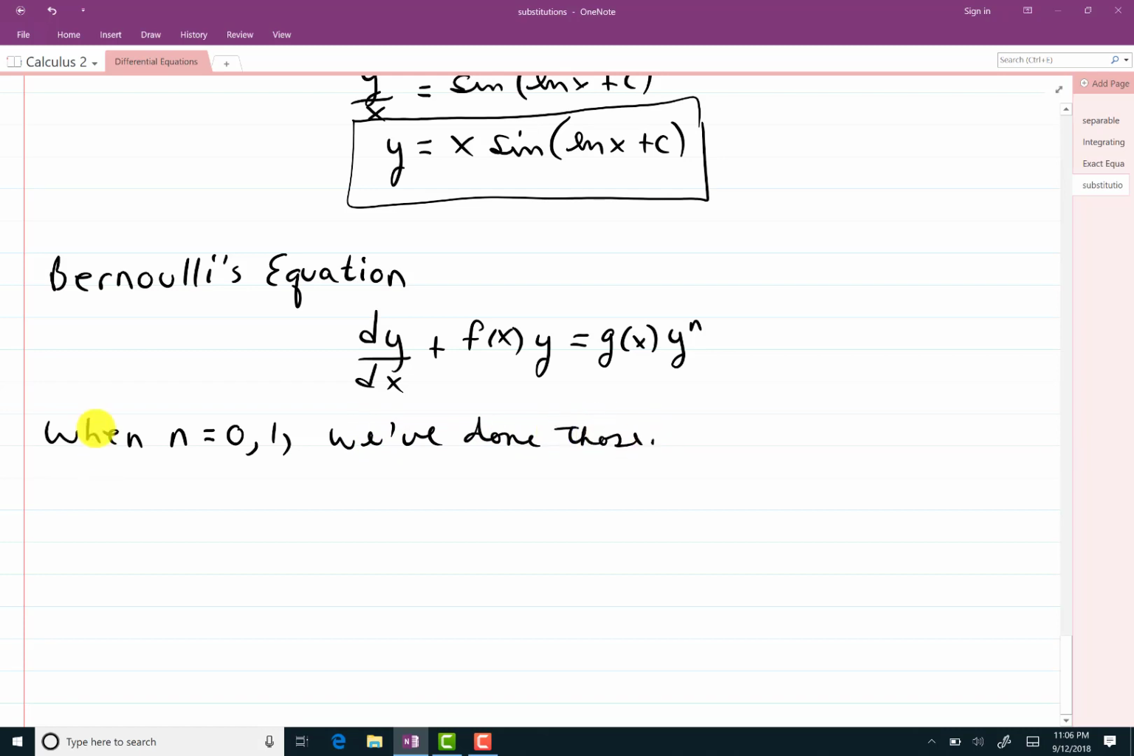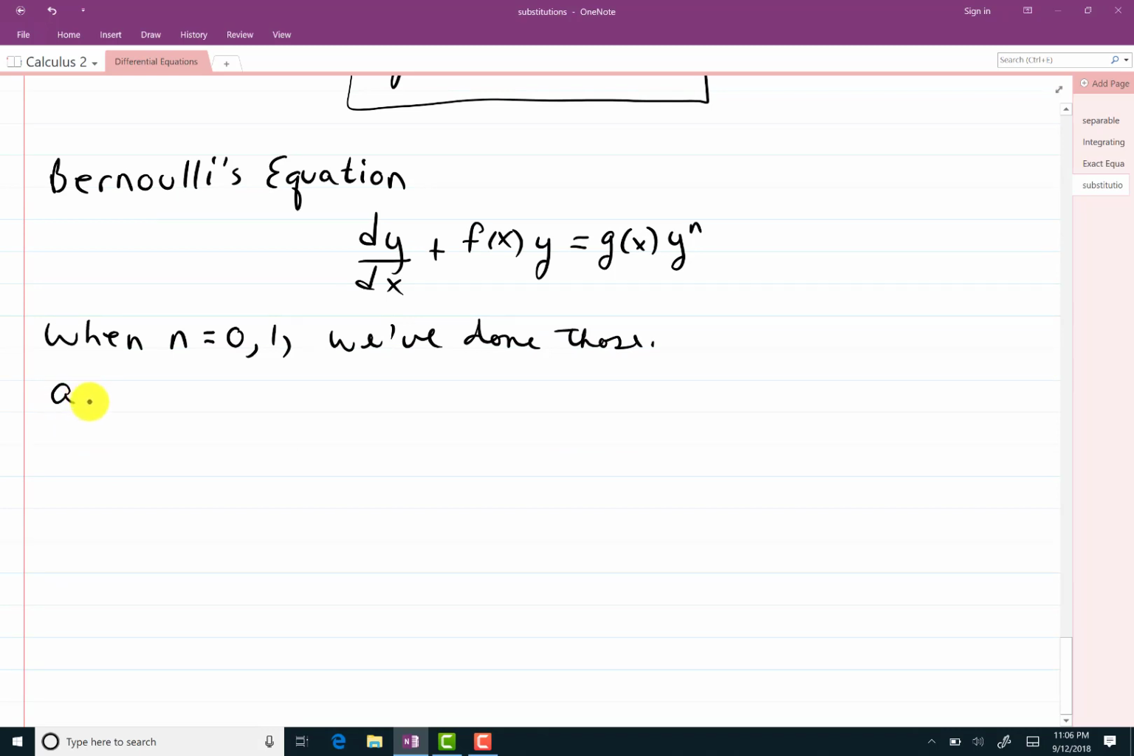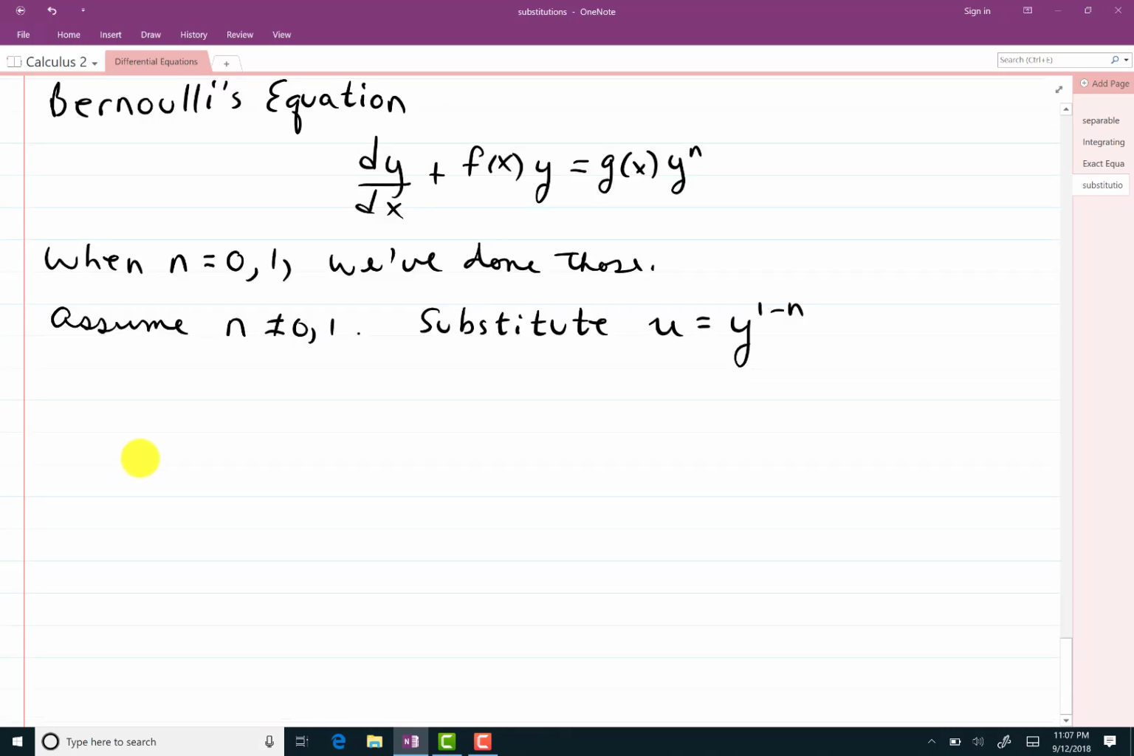So we're going to assume that n does not equal 0 or 1. n can be any real number except 0 or 1. Okay. The substitution we want to use is to substitute u equals y to the 1 minus n. This may seem like a crazy thing to do, but watch all the stuff that happens.